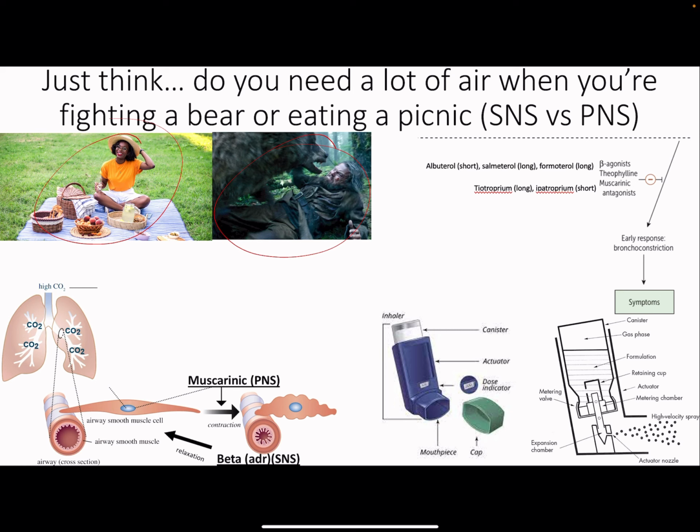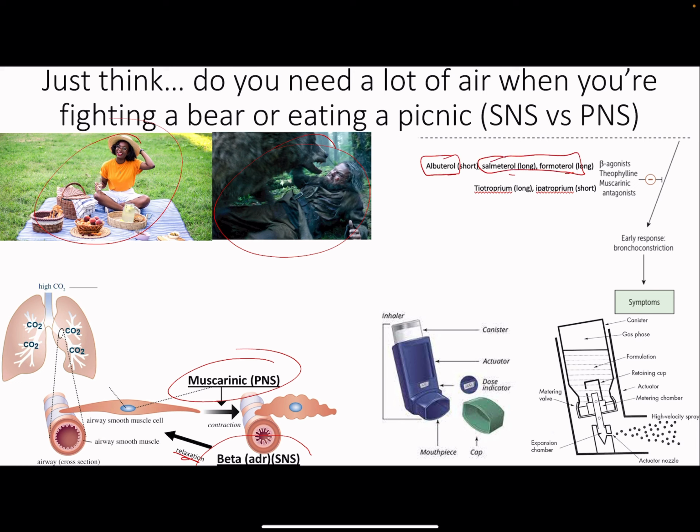So point being that muscarinic is a parasympathetic nervous system, is going to be for contracting, shrinking the bronchioles so that less air gets in, while beta adrenergic sympathetic nervous system response is going to be a relaxation, dilation of the bronchioles. So remember that things ending in "ol" are going to be associated with beta. So all of these are going to be beta agonists. Albuterol is the short-acting one.